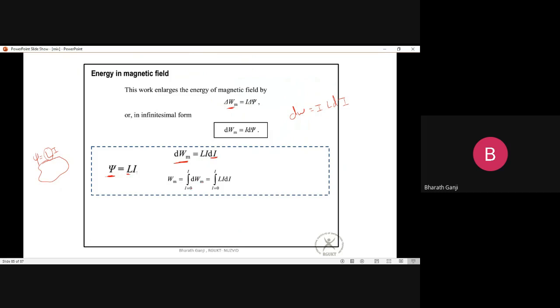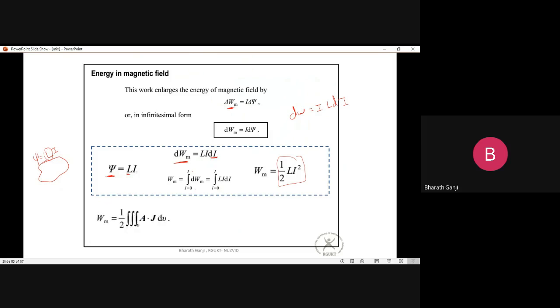But say you want to increase the current from 0 to I. You have to do a total work, you do an integration from 0 to I, and you get an answer of half L I square. So you can see this half L I square formula basically comes from the fact that whenever you want to change the flux in any loop or any circuit, you basically have to do work, and that work is stored as an energy inside your magnetic field.